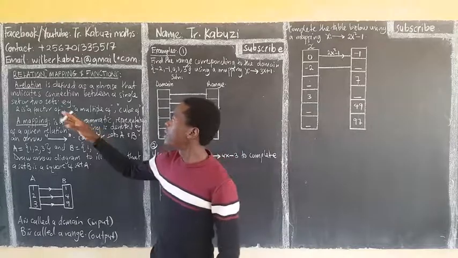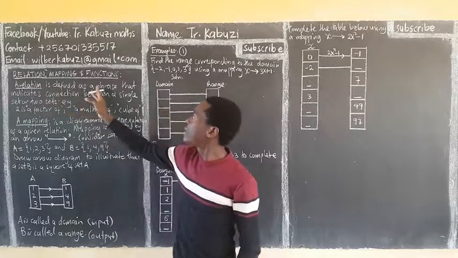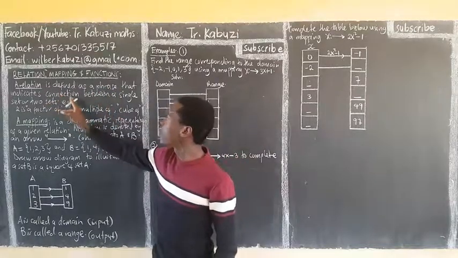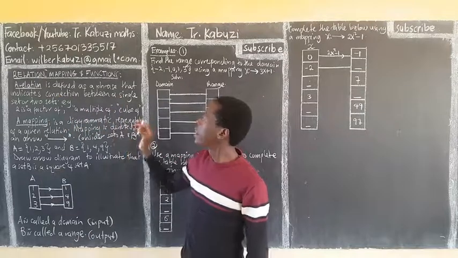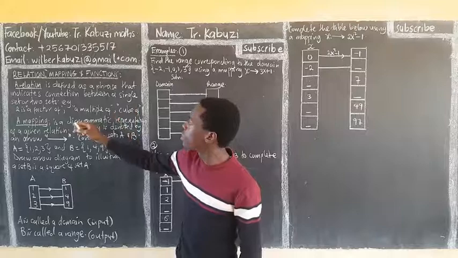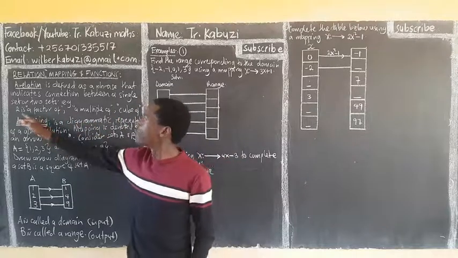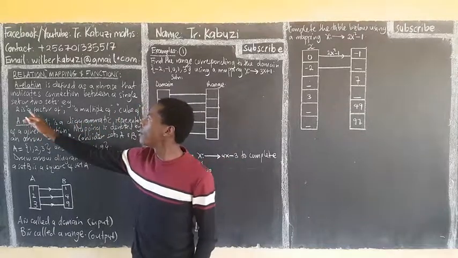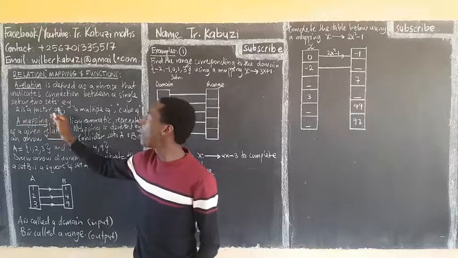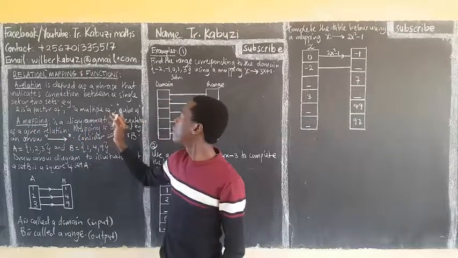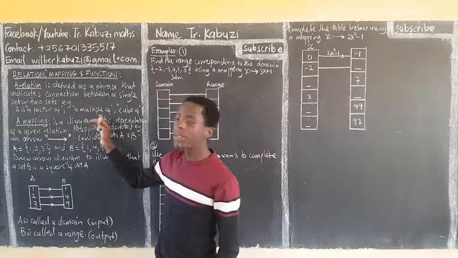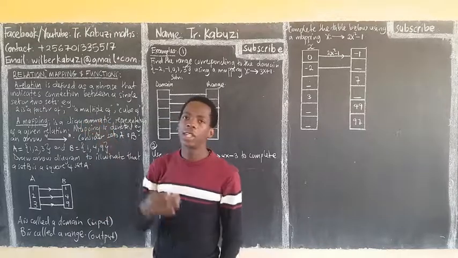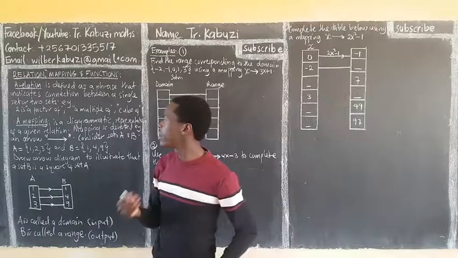Let us start with the relation. A relation is defined as a phrase that indicates connection between a single set or two sets. Again, two is a factor of. These words or phrases, like a factor of, a multiple of, cube of, are describing a relation between two sets or one set.